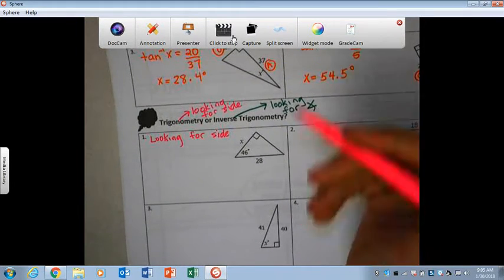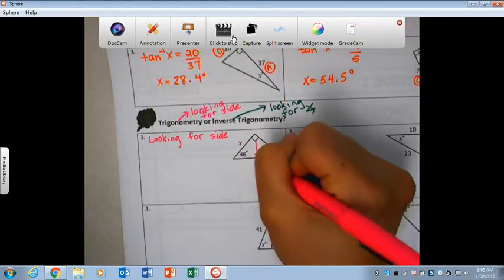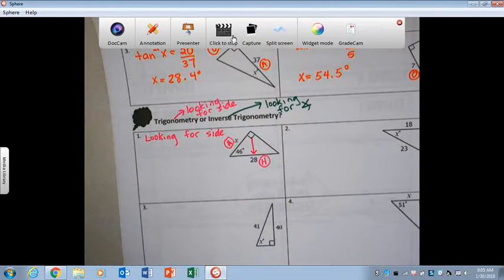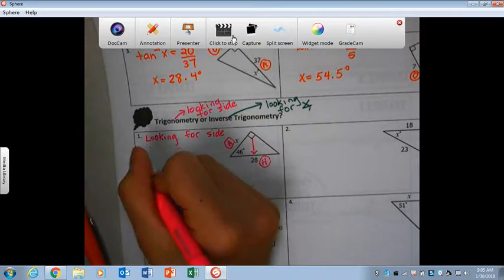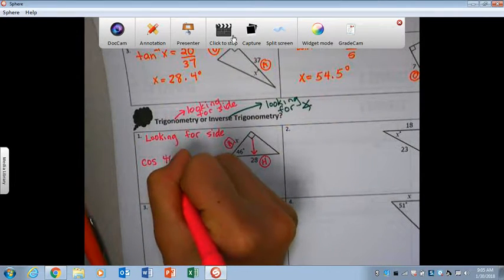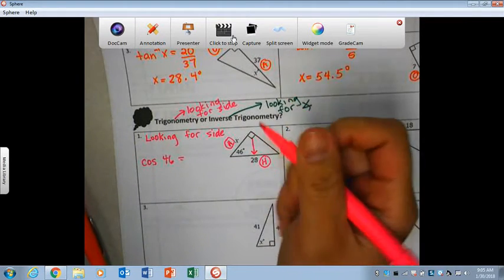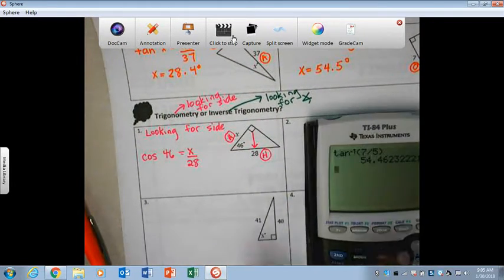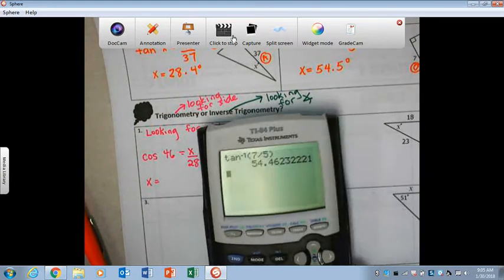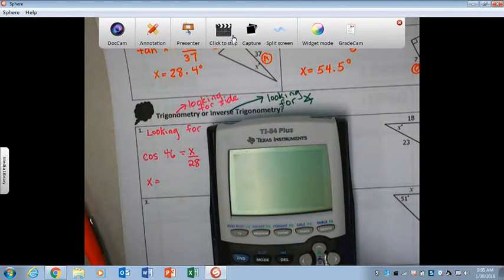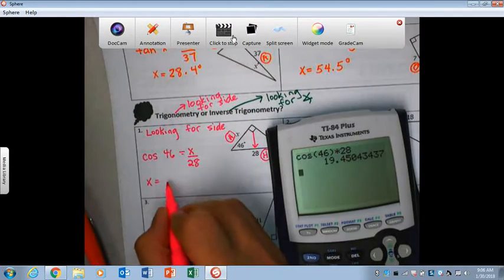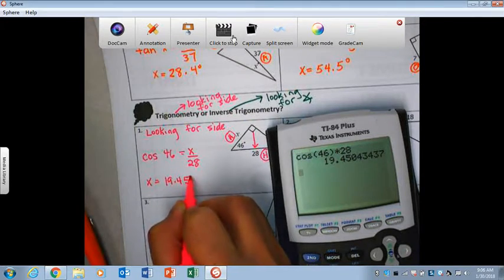Okay, so again, with every problem, let's label. This is your hypotenuse. This is your adjacent. Okay, and then let's set up the ratio. Okay, so we're going to be using cosine of 46 equals x over 28. Okay, so simply we're going to multiply. You're going to have cosine 46 times 28, and you're going to have approximately 19.45 as your side. Okay?